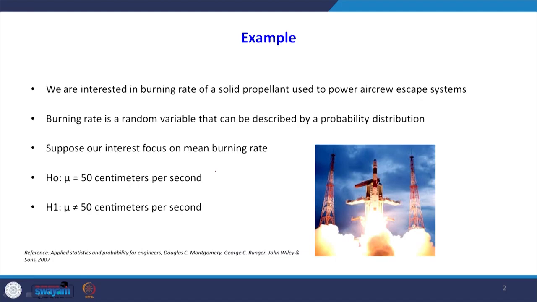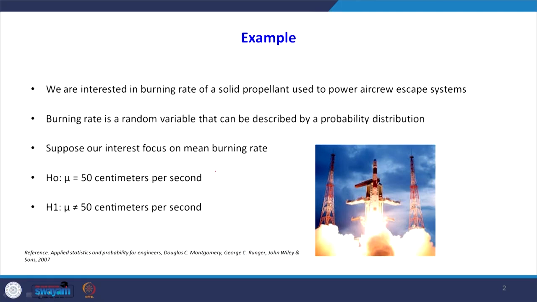We will take an example. This example is taken from a famous book, Applied Statistics and Probability for Engineers, by Douglas C. Montgomery et al. It is a very interesting book, so I would like to recommend it for further reading after seeing this lecture. We are interested in the burning rate of a solid propellant used to power aircrew escape systems.